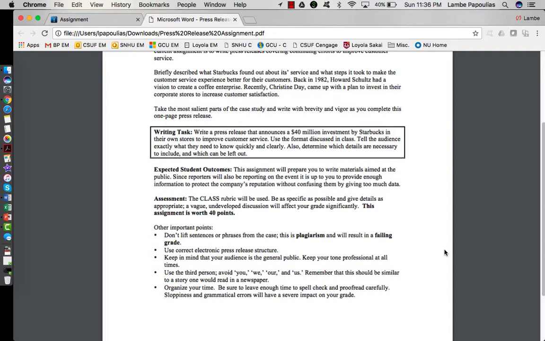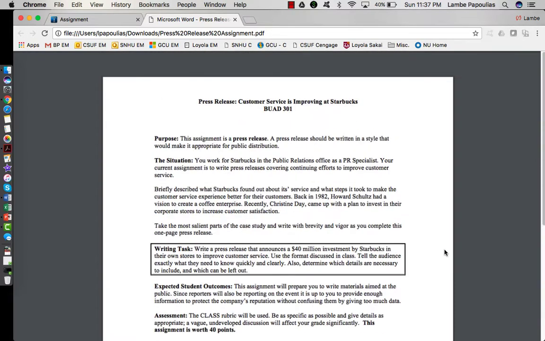Use the third person. I want you to avoid you, we, our, and us. This needs to be written in third person. Remember that this should be similar to a story one would read in a newspaper. Organize your time. Be sure to leave enough time to spell check and proofread carefully. Sloppiness and grammatical errors will have a severe impact on your grade.